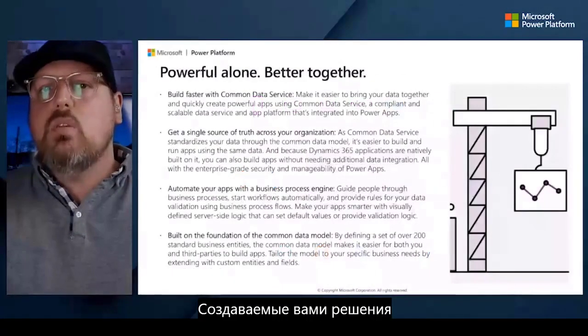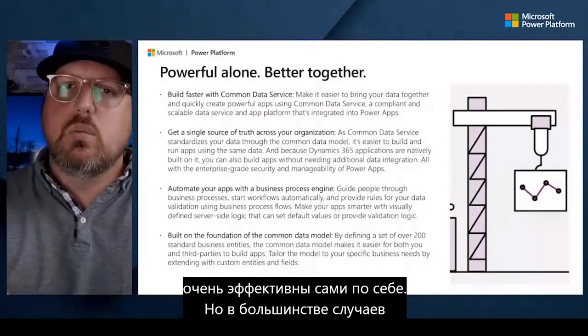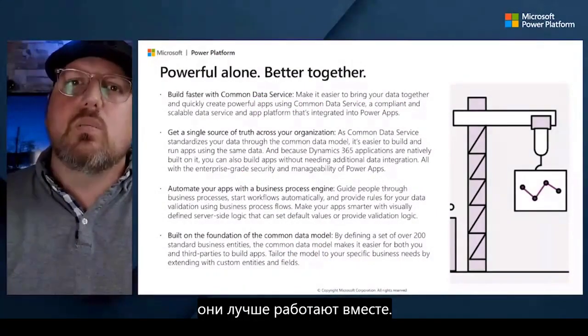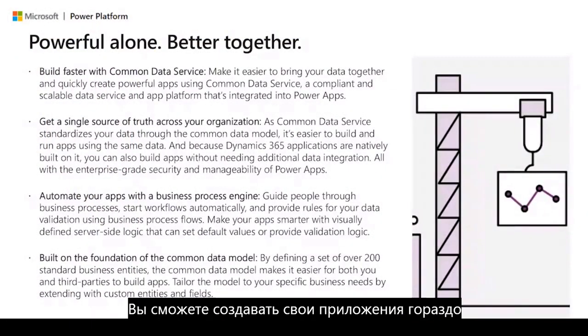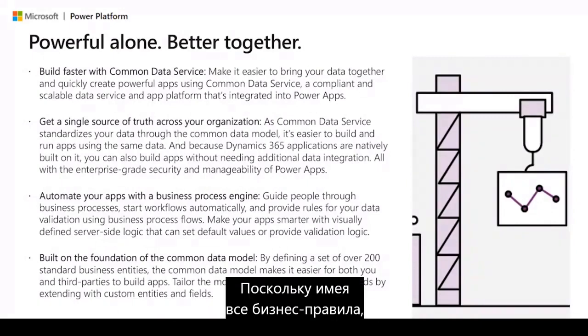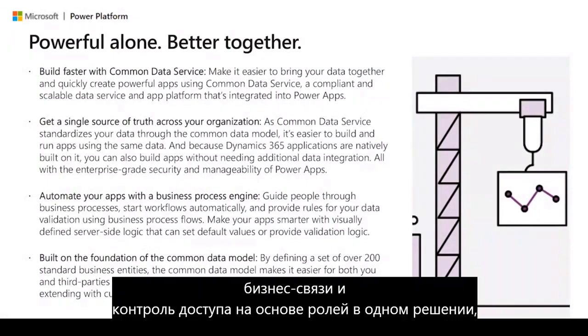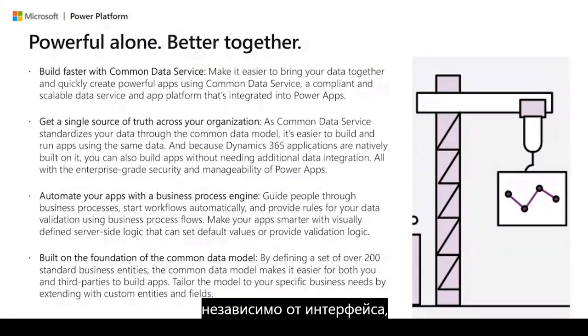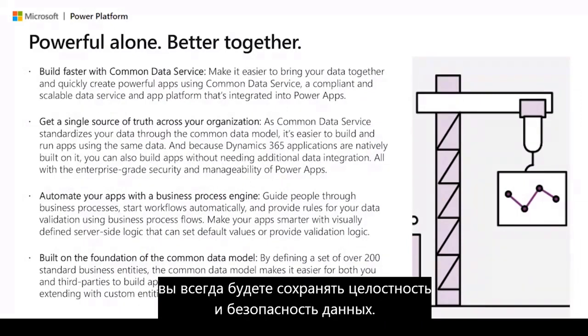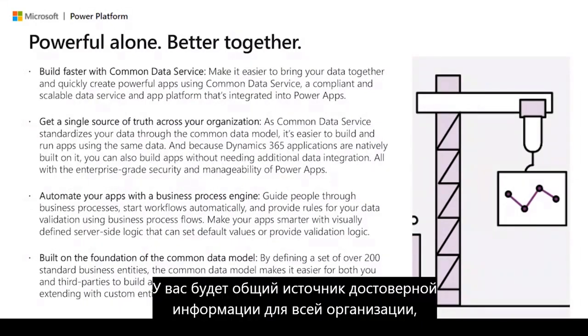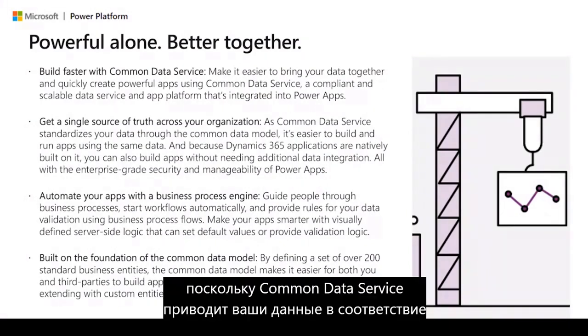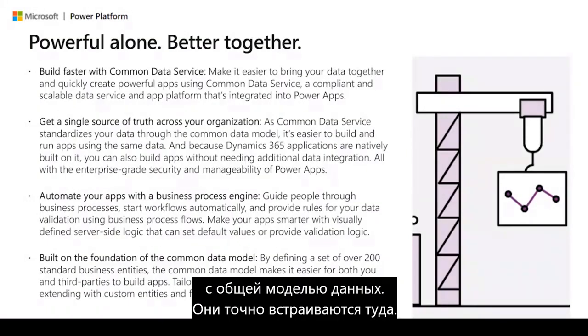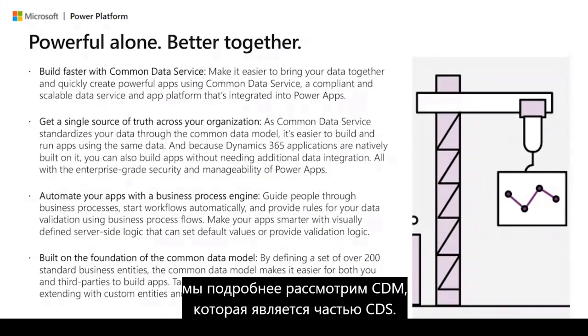So when you build your solutions, they're very powerful alone, best of breed in most cases, but they work better together. So you will build your apps much quicker with the Common Data Service, because by having all those business rules, business relationships, role-based access control in one place, regardless of the front end, you will always preserve data integrity and data security. And then you can share a single source of truth across your organization as the Common Data Service standardizes your data. With the Common Data Model, it is exactly embedded in there. And in the next module, we'll learn a little more about the CDM, which is part of the CDS.